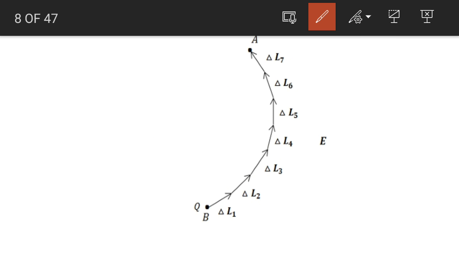We will calculate the amount of energy which will be required to move the charge of Q coulomb along the first segment. Then we will calculate the energy required along the second segment, then along the third, the fourth, the fifth, the sixth, and then the seventh segment. And we will take the sum of these energies, and the sum of all these energies will be equal to the total energy which will be required to move this charge of Q coulomb from the initial position B to the final position A in a uniform electric field.